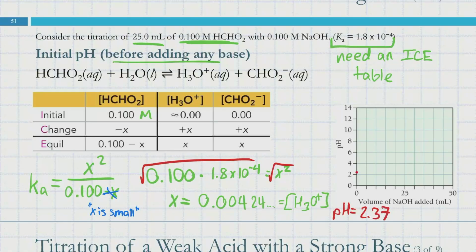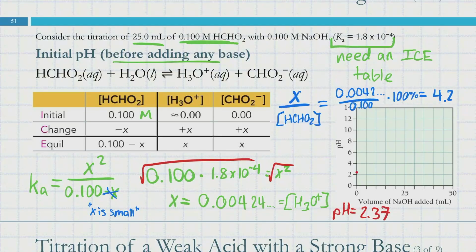Just as a reminder, we can check our x is small approximation. So our x value over our initial concentration. So 0.0042 over 0.100 times 100%, we get 4.24%. That's less than 5%, so our x is small approximation works here.